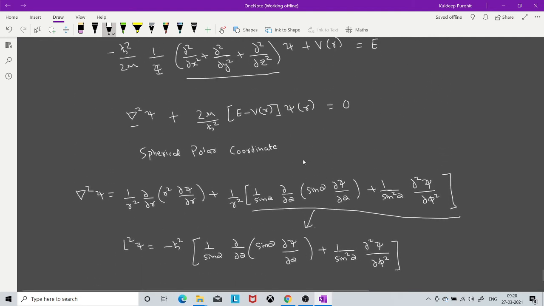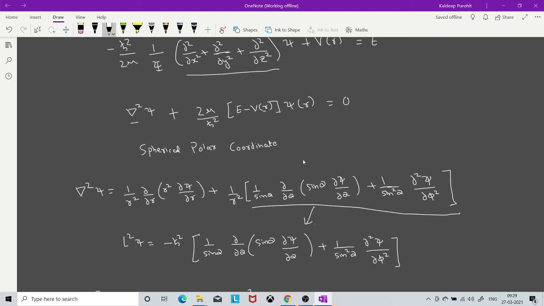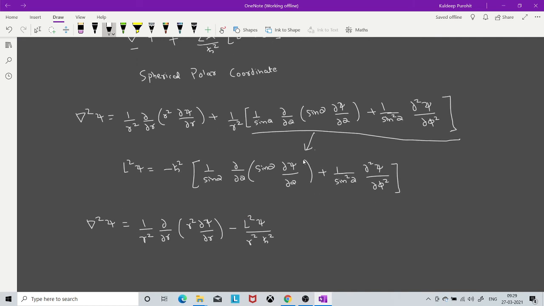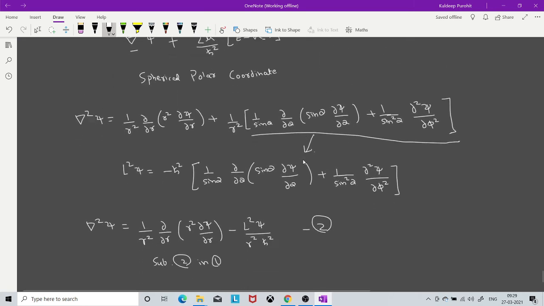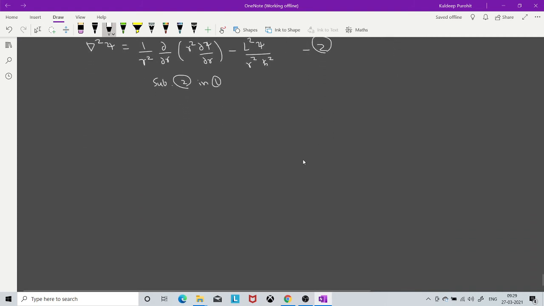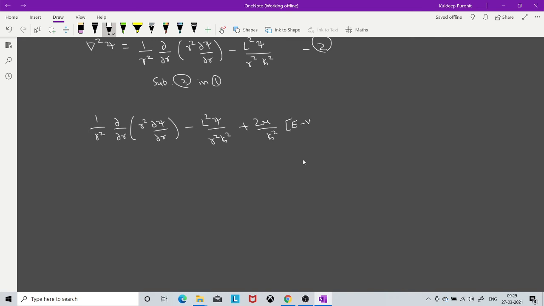Now what I will do is I will substitute this value of the Laplacian operator. If I call this equation number 1 and this equation number 2, it means that I am substituting 2 in 1. So if I substitute 2 in 1, then I will be having 1 by r² ∂/∂r of r² ∂ψ/∂r minus L²ψ upon r²ħ² plus 2μ by ħ² (E minus V(r)) ψ equal to 0.